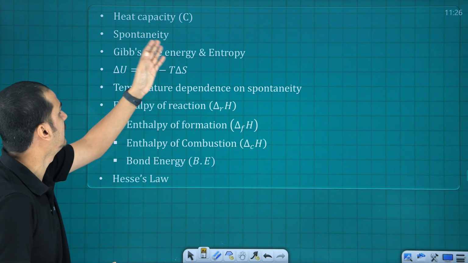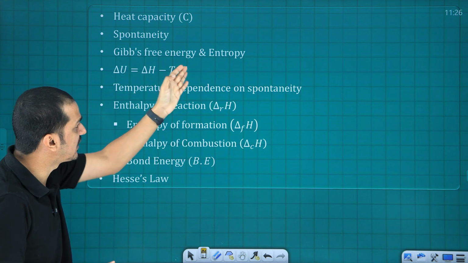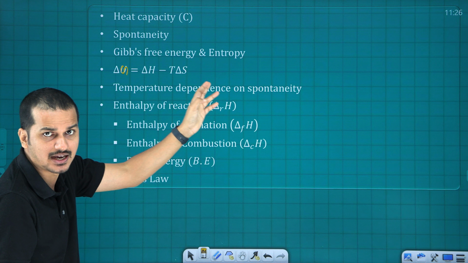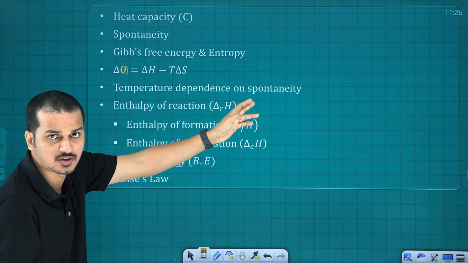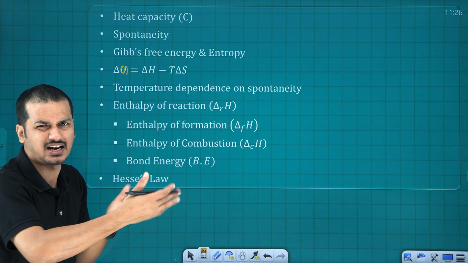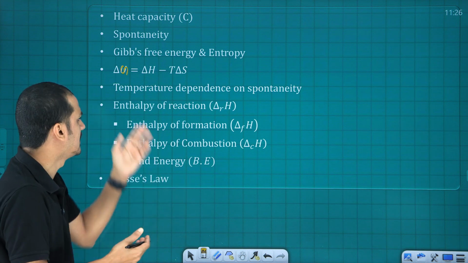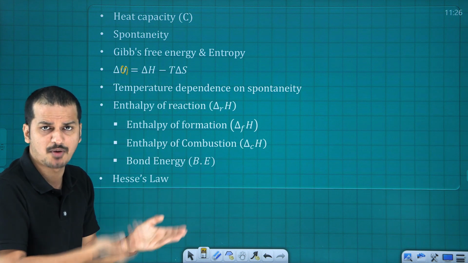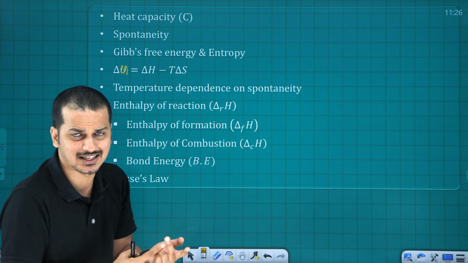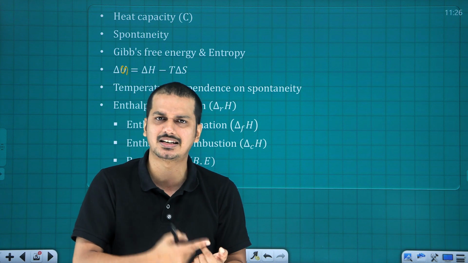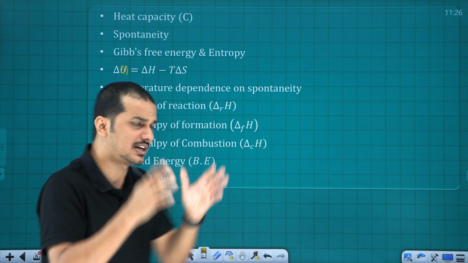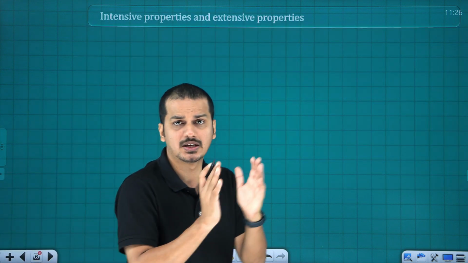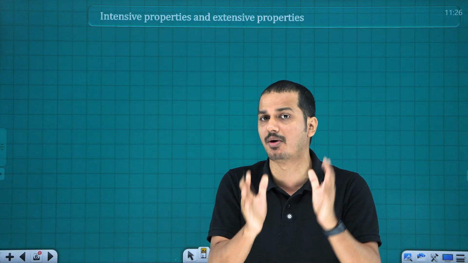Then heat capacity, spontaneity, Gibbs free energy and entropy. Delta G equal to delta H minus T delta S. Then temperature dependence of spontaneity. Then enthalpy of reaction. There are so many types of reactions, like enthalpy of formation, enthalpy of combustion, and bond energy, enthalpy of atomization, enthalpy of vaporization, enthalpy of sublimation, lattice enthalpy. There are so many enthalpies. At least you have to remember these three. Then Hess's law. These are the important ideas from the chapter thermodynamics. Now let's look at them one by one.